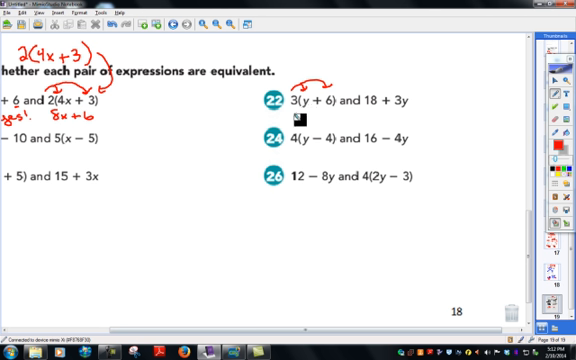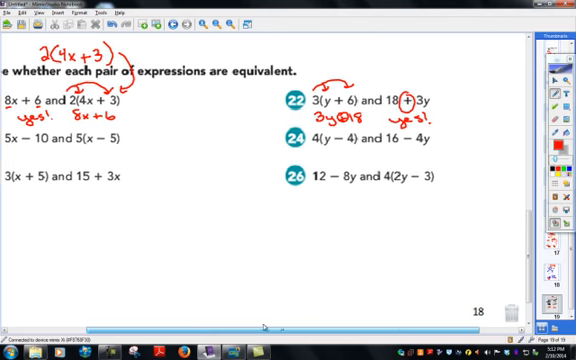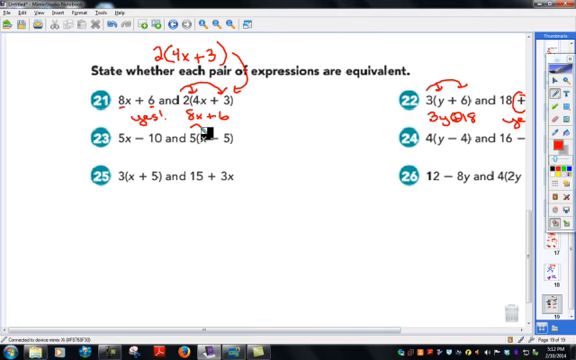Okay, so I'll do the same thing here. That's going to become 3y plus 18. Are those the same? Absolutely yes, because of the commutative property of addition. Now expand this one. 5x minus 25. Are those the same? Clearly not.